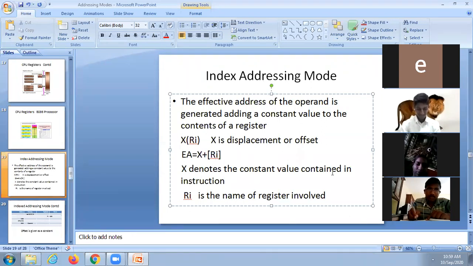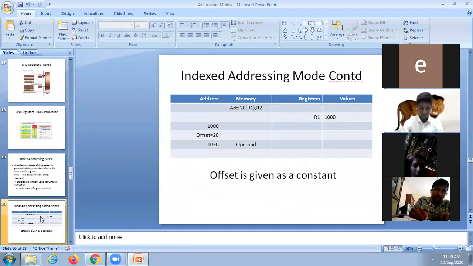Here X denotes the constant value contained in the instruction. In the instruction itself, we have given the value of X, and we have to mention the Ri. Ri is the name of the register involved. It may be any register, or SI, or DA, or BP, or something else, or R1, R2, R3, anything. Okay. Here the example is this.